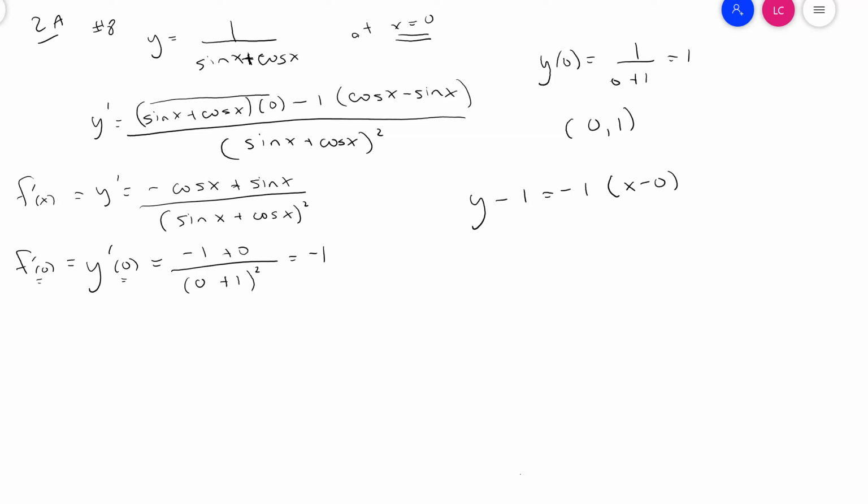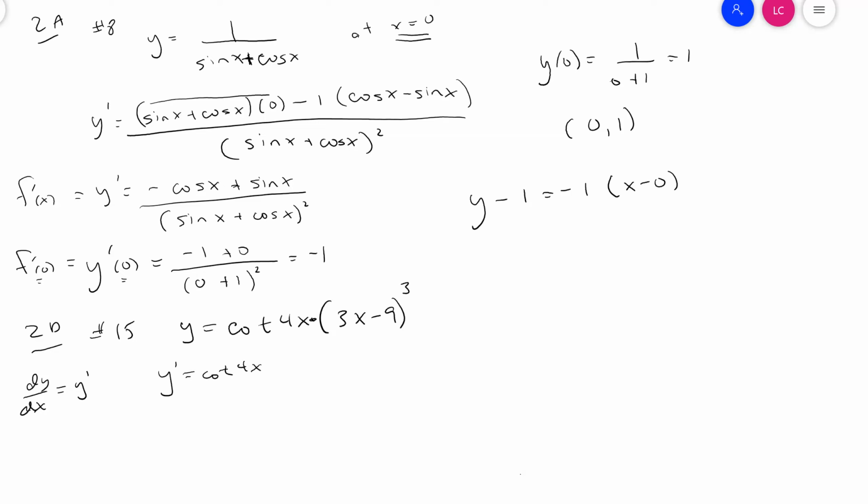All right, so the other question that got asked was on 2D, number 15. Nice ugly guy. So cotangent of 4x times (3x minus 9) all cubed. And you're to find dy over dx, which means the same thing as saying find y prime. So right away I recognize there's product rule going on. So I'm going to say first d second.